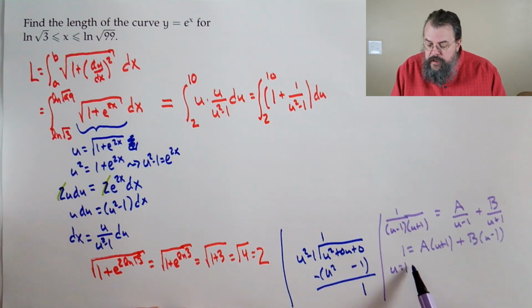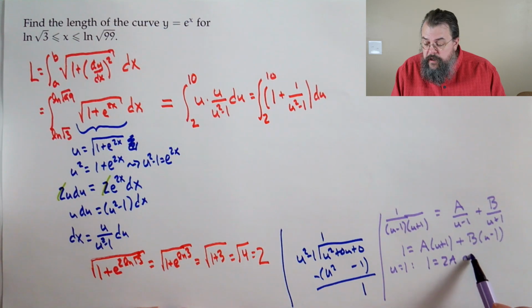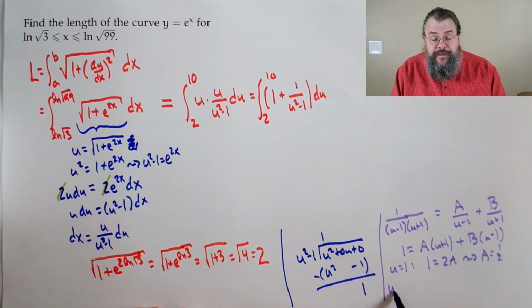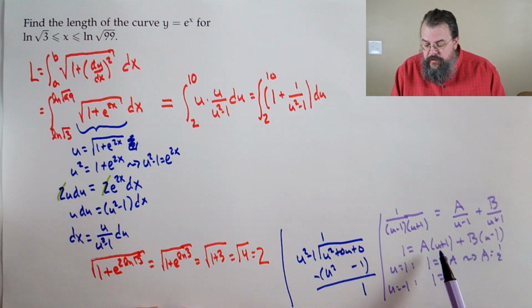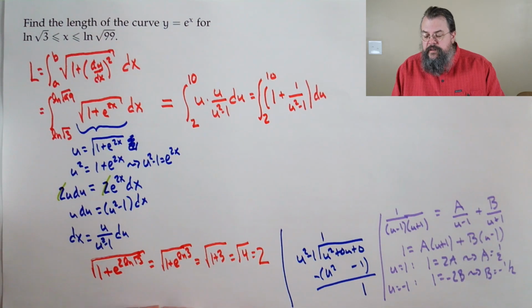U equals 1 gives us 1 equals A times 2, B times 0, 2A. So A is a half. U equals minus 1. Well, 1 equals 0 times A, and B times minus 2, minus 2B. So B is minus a half.